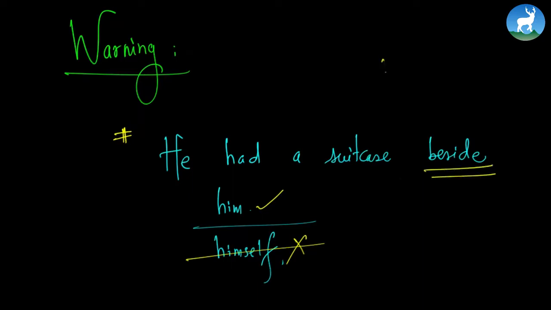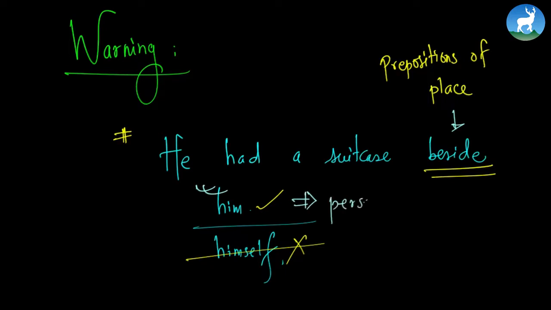So we are talking about prepositions of place, and after prepositions of place, what do we use? We use personal pronouns, not the reflexive pronouns. So you cannot say something like, she had a few friends with herself. Very bad. You need to say something like, she had a few friends with her, right?